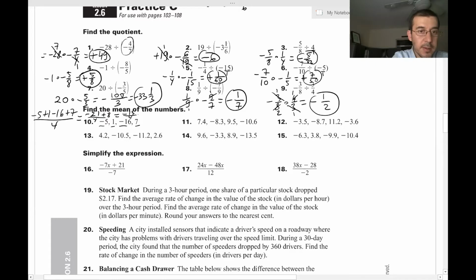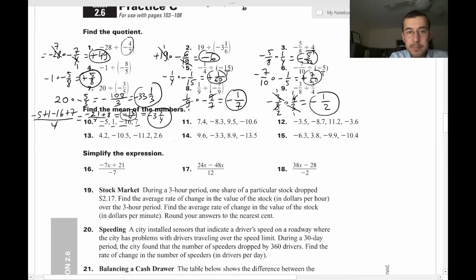Or you can just say minus 13 over 4, or you can say this is the same as minus 3 and 1/4, because 3 times 4 is 12 and 1, 13. 13 over 4. So minus 3 wholes and 1/4.